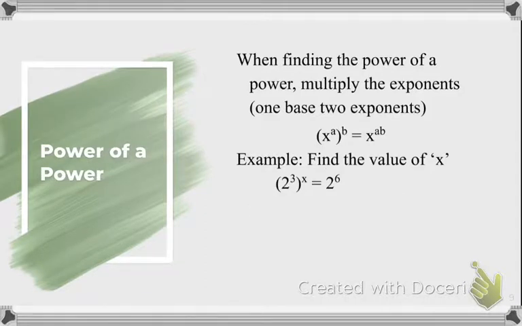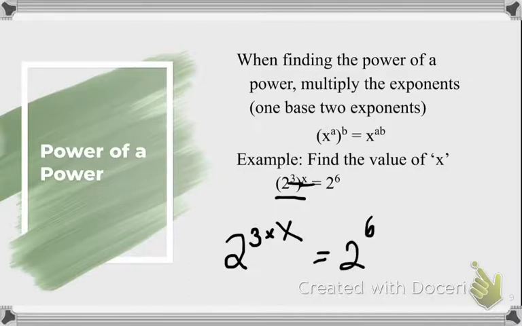Okay, and then the next example, we're going to find the value of x, where 2 to the power of 3 to the power of x is going to equal 2 to the power of 6. Since we have one base and two exponents, we're going to multiply our exponents together. So 2 to the power of 3 multiplied by x is going to give me 2 to the power of 6. We can just look at it here and say, well, what times 3 equals 6? And we know that x is equal to 2.